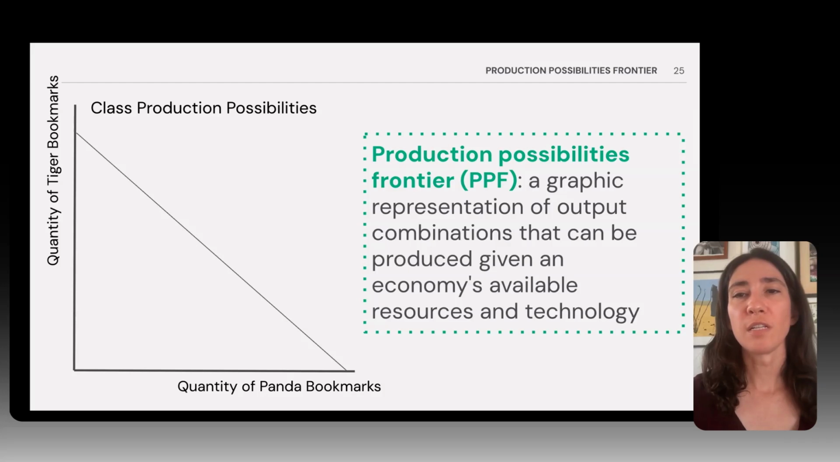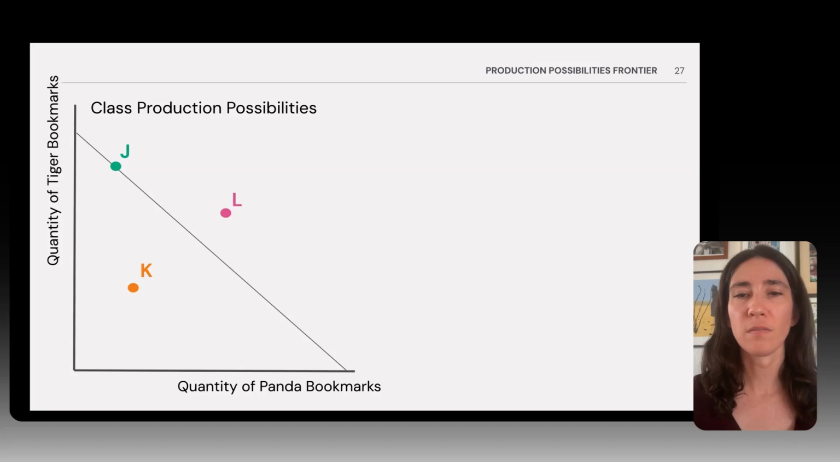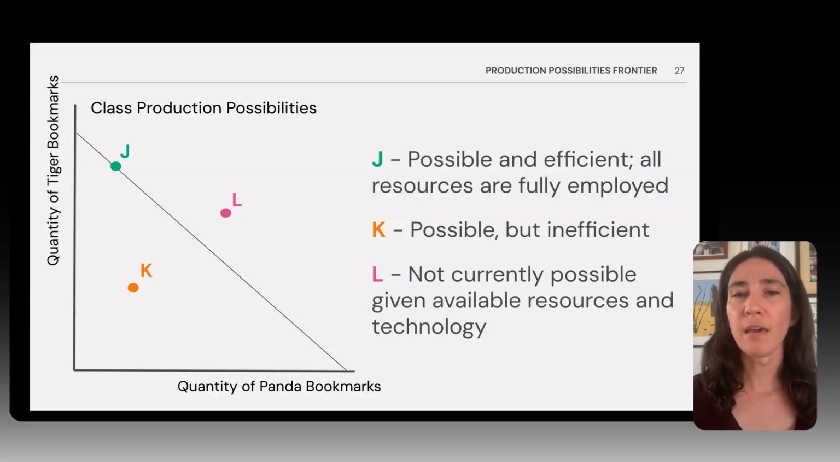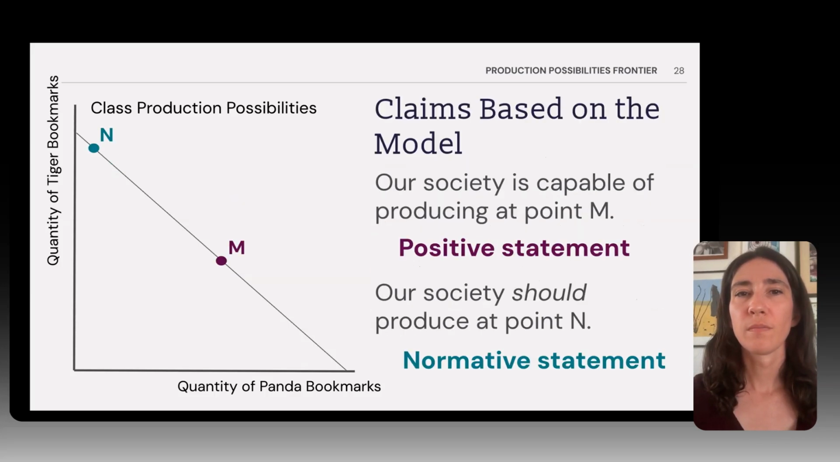Introduce the formal definition of the production possibilities frontier. This definition is also on their handout, so they don't have to worry about writing it down. We'll talk about what it means for points to be on, inside, and outside the PPF. And then we'll introduce different types of claims you could make based on the model.